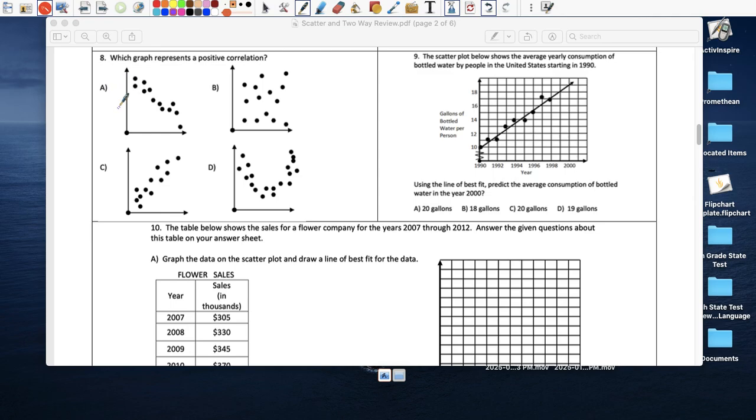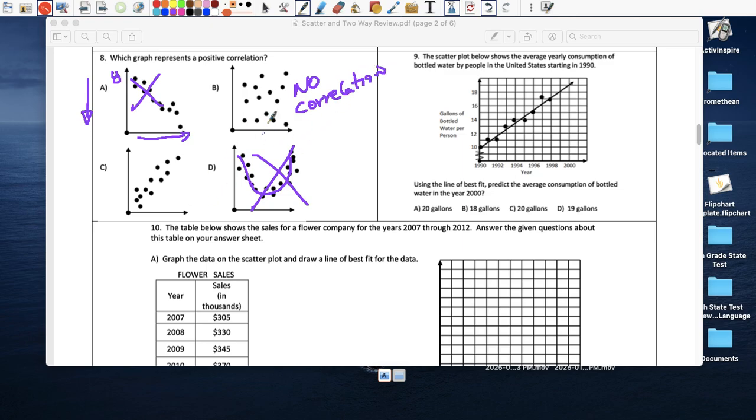So in letter A, your Y value is decreasing and your X value is increasing. So that's not positive, that's gone. This one, it's a U-shape, not even positive, so automatically gone. And now we're left with C and 8. B, there's no correlation here.